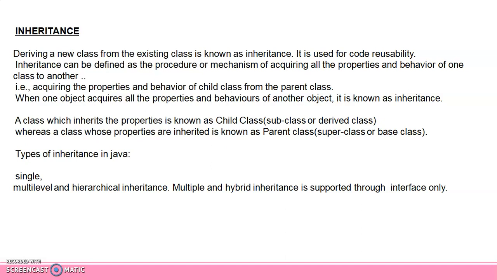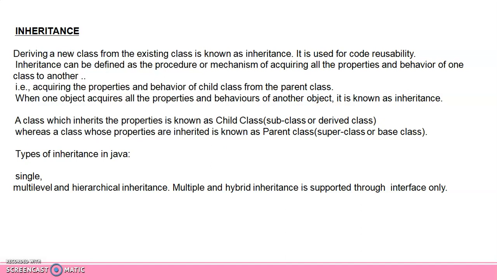Inheritance can be defined as the procedure or mechanism of acquiring all the properties and behaviors. Properties are also known as data members, and behaviors are also known as methods. In that class there are some properties and behaviors. Properties are also known as data members, fields, attributes, and entities. Methods are also known as functionalities, behaviors, procedures, functions.